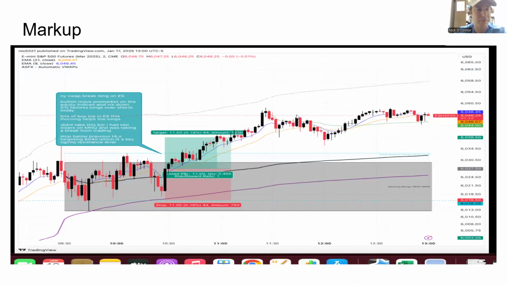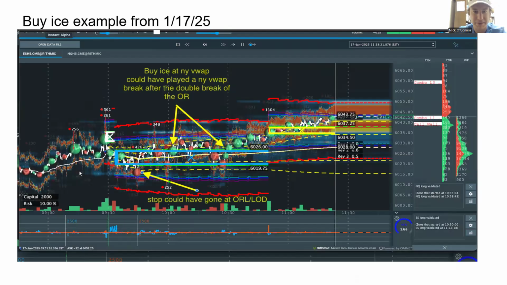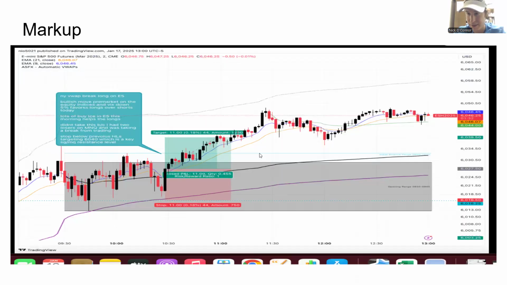So this is a markup of that day. As you can see, that zone is about 6020, excuse me, so about 6026. And that's basically inside the opening range, New York VWAP's right there. And so you could have found a long opportunity.